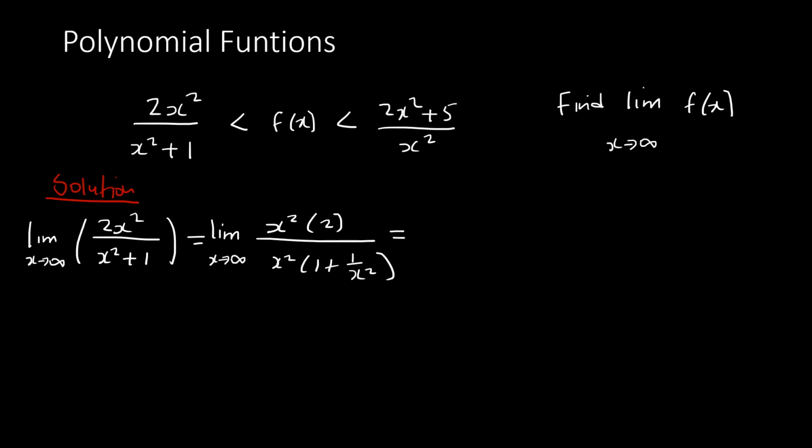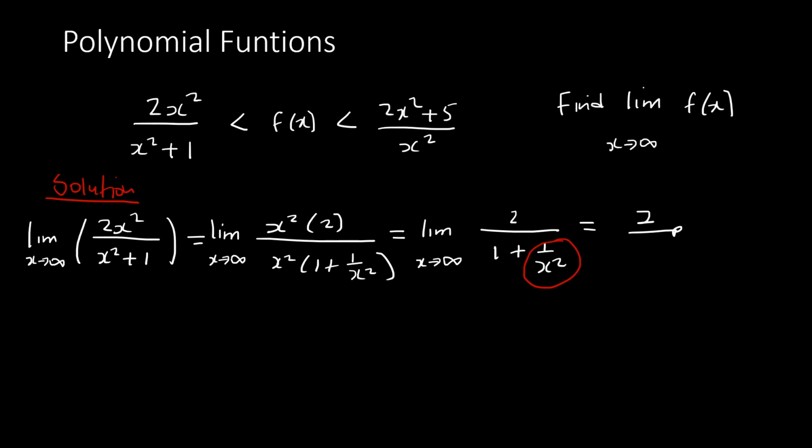Then now what happens? x squared and x squared cancel. So now I'm left with the limit as x approaches infinity of 2 over 1 plus 1 over x squared. So now we can see the answer will be 2 over 1, which is 2, because the limit of 1 over infinity is 0. So your answer will be 2 over 1.